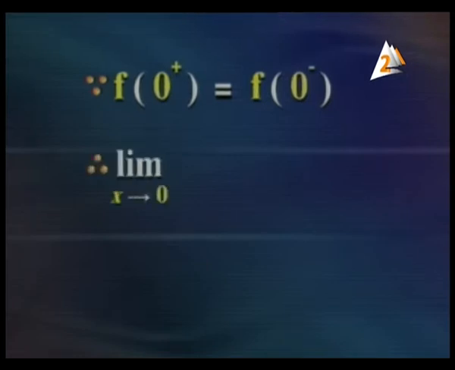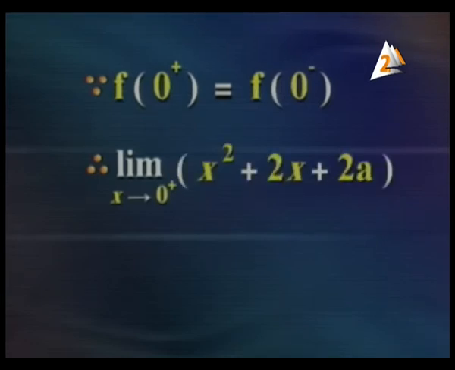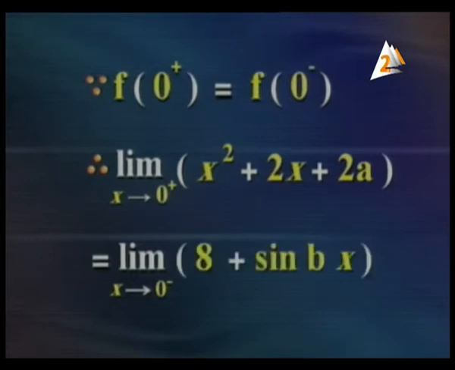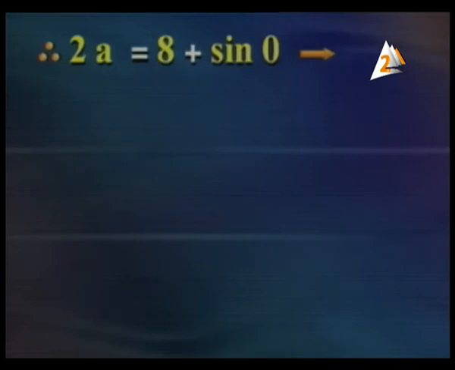By substitution, the limit when x tends to 0 positive of x squared plus 2x plus 2a equals the limit when x tends to 0 negative of 8 plus sine bx. By substitution of x equals 0 in the left hand side and the right hand side, what do you deduce? Excellent student. 2a equals 8 plus sine 0, so 2a equals 8. In this case, a equals 4.